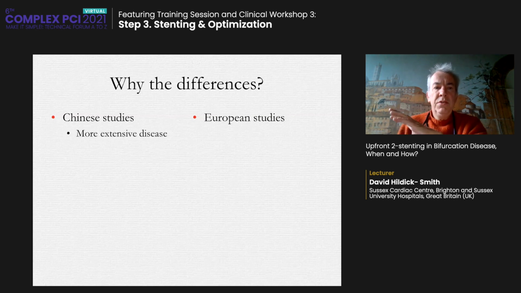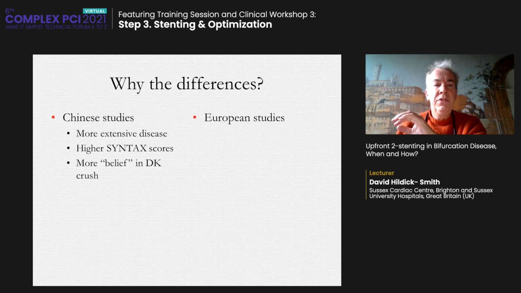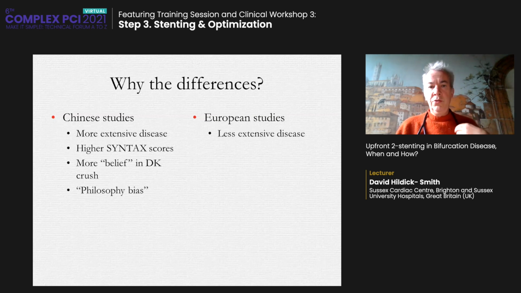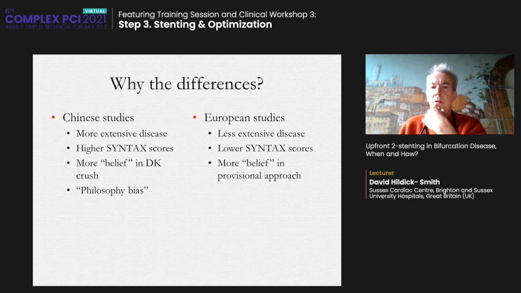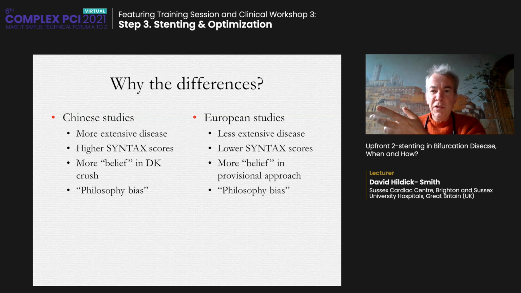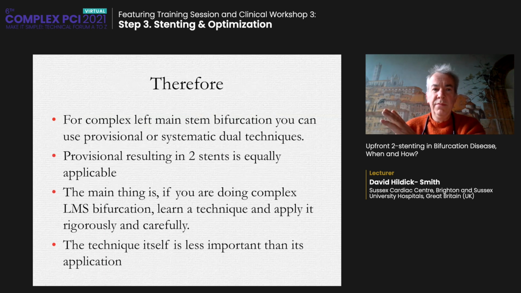I think at its simplest, you could say that in the Chinese studies, there's been more extensive disease, in the side branch in particular, longer disease, a higher syntax score on average, and importantly, I think more learning and understanding and belief in the DK crush technique, and therefore a philosophy bias in favor of the DK crush. Whereas the opposite is true in Europe, less extensive disease, slightly lower syntax scores, more belief in the provisional approach, and again, a philosophy bias, but in the opposite direction.